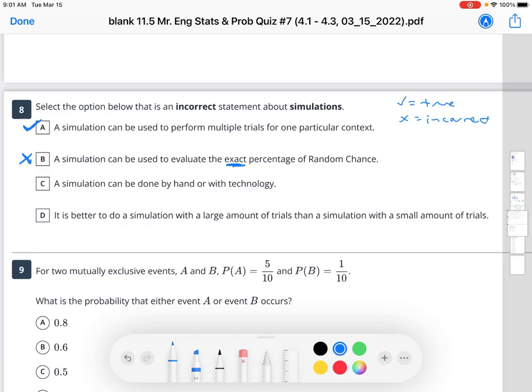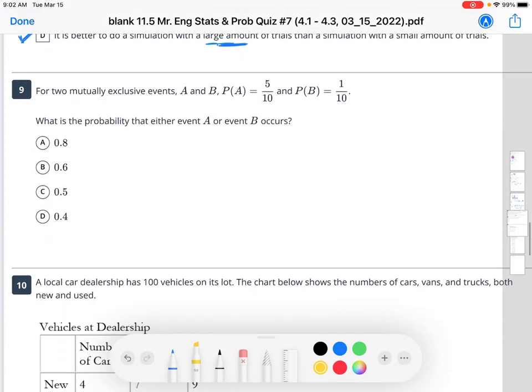C, a simulation can be done by hand or with technology. That is correct. And D, it is better to do a simulation with a large amount of trials than a simulation with a small amount of trials. Yes, because that's the point, technology or by hand, is to figure out if that works or not. So question number 8, our answer is B. This is the incorrect statement about simulations.